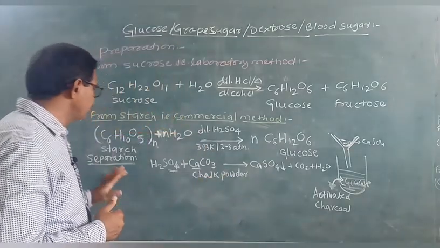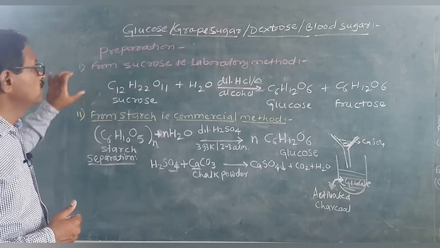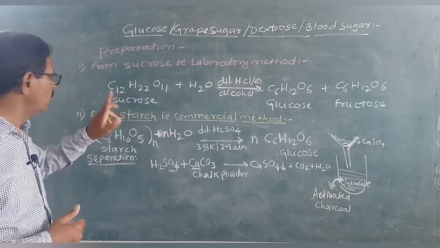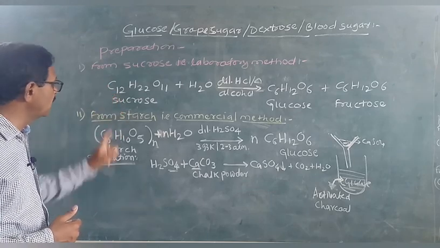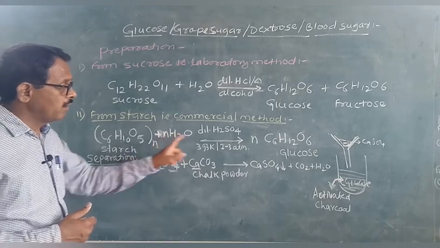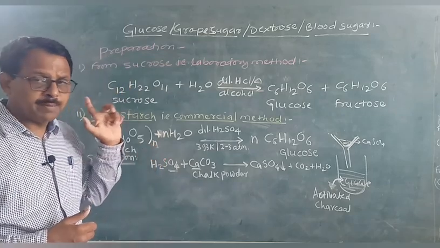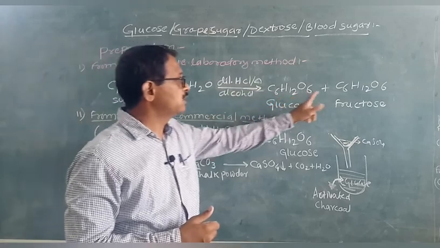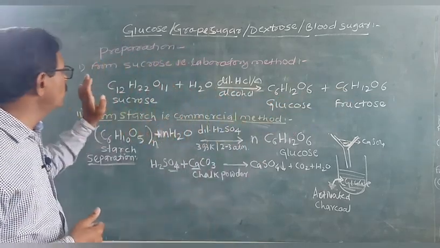Now there are two different methods used for the preparation of glucose. The first one is from sucrose. You have to remember the formulas of sucrose and starch. Here N and here N, N appears in three places, and the positions should not be changed. Here C12H22O11 plus H2O gives C6H12O6 plus C6H12O6. That is the preparation of glucose from sucrose.